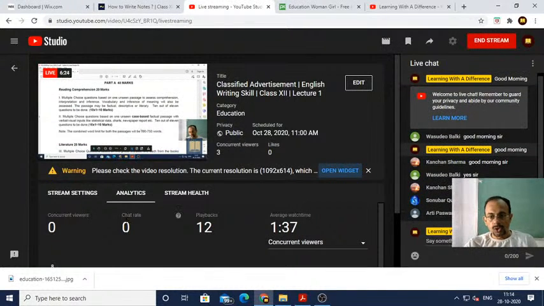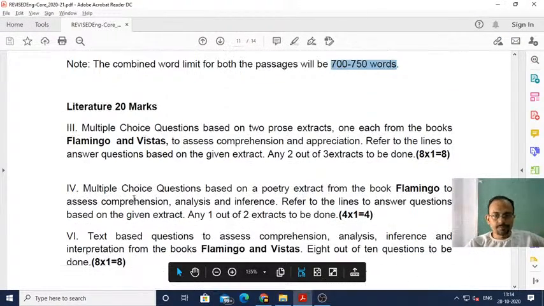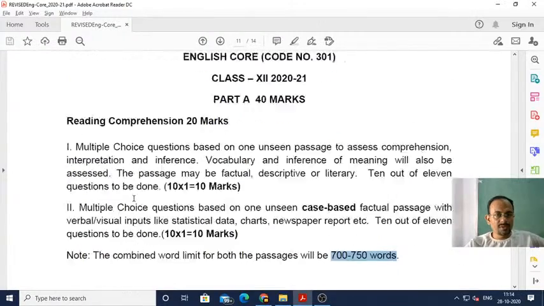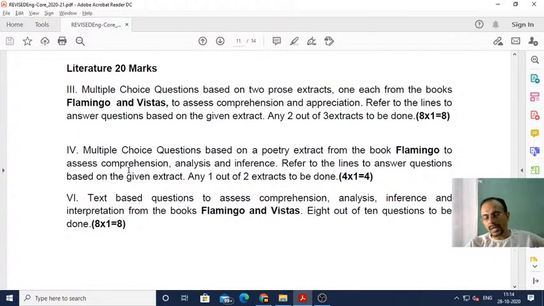Understood? So next, let's move on to the literature section. Here they've given in this manner: reading comprehension, then literature, then writing skills. In literature, again you can see multiple choice questions based on 2 prose extracts, one each from the books Flamingo and Vistas, to assess comprehension and appreciation. Refer to the lines to answer questions based on the given extract. Any 2 out of 3 extracts to be done.